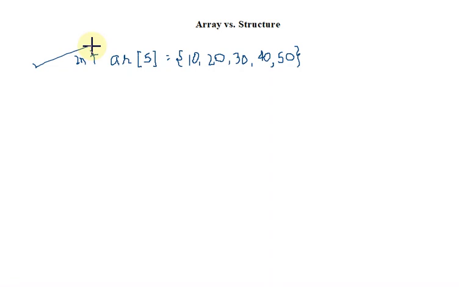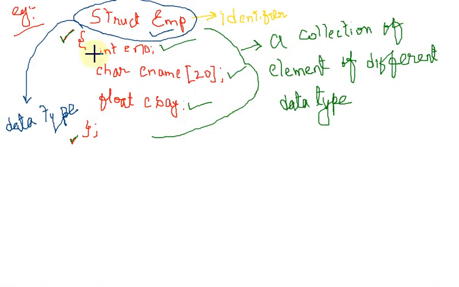But in a structure, what we can do is store all these different types of data together. We can store all these different data types into one unit, that is called the emp. So this is the basic difference between the array and the structure.